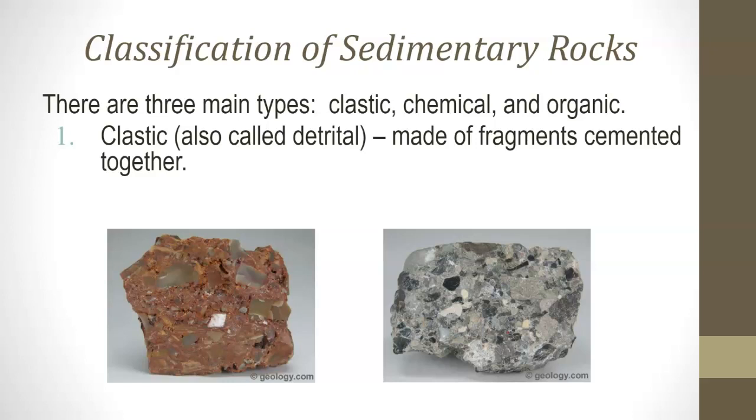So clastic sedimentary rocks are made of clasts, or basically rock fragments that are cemented together. And you can really see that very well in these samples here. This guy over on the left is called breccia, and this one over on the right is called conglomerate. And you can really see those chunks of rock that have been glued together.